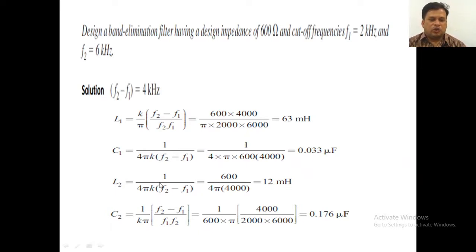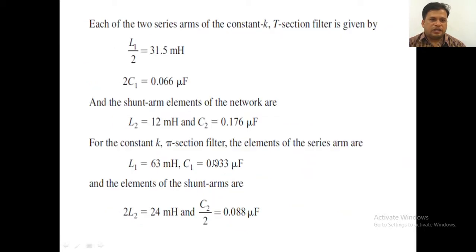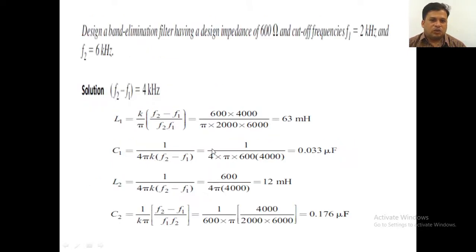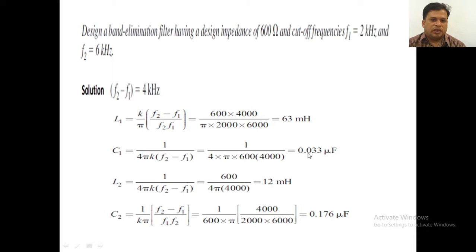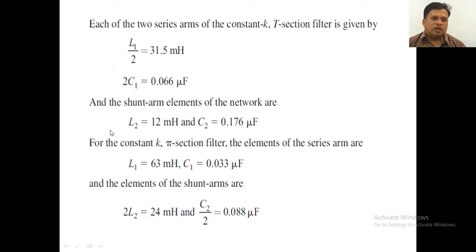Next, the C2 value. C2 is equal to 1 by k pi into f2 minus f1 by f1 f2. So f2 minus f1 is 4000, over k into pi into f1 f2, which is equal to 0.176 microfarad. Now each of the two series arms of a constant k T filter is given by L1 by 2 equal to 31.5 millihenry and 2C1 equal to 0.066 microfarad, with C1 equal to 0.033 microfarad. The shunt arm elements of the network are L2 equal to 12 millihenry and C2 equal to 0.176 microfarad.